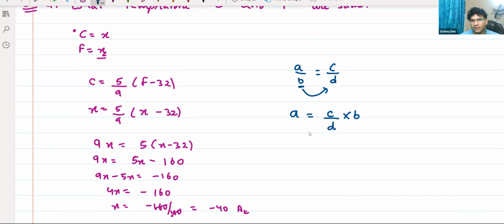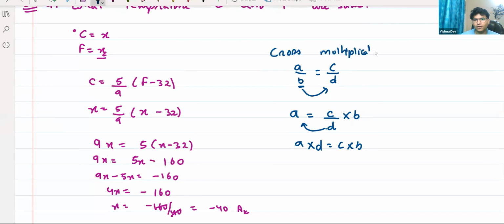Got it? This divide will become multiply B. Yes or no? Tell me, Vihan. You're getting this? In the same way, this D will also multiply here. It will become A into D is equal to C into B. Okay? So this whole process is called cross multiplication. Yes or no? Got it? Sir, can you explain this in this question? Okay, I will explain this. Did you understand cross multiplication? Yes, sir.